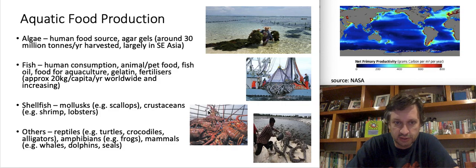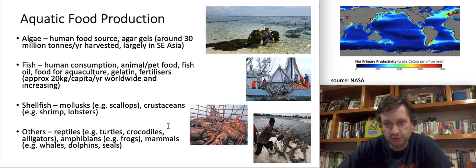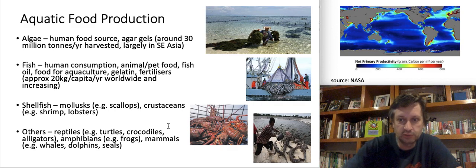Then we come to shellfish. I've included crustaceans, lobsters and shrimp, and clams, oysters. Huge industry as well.